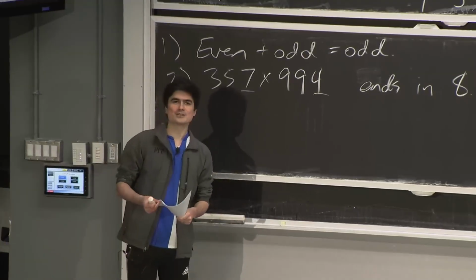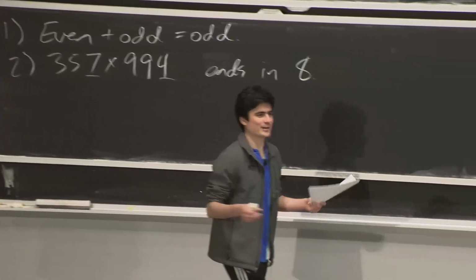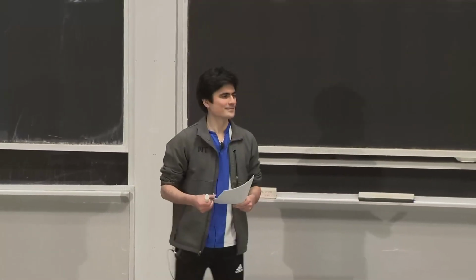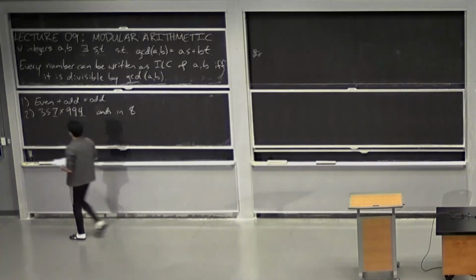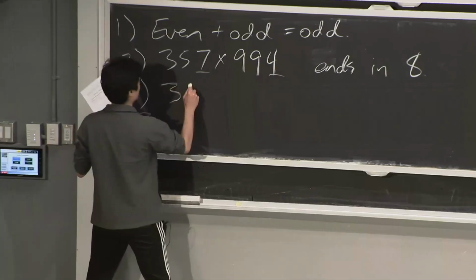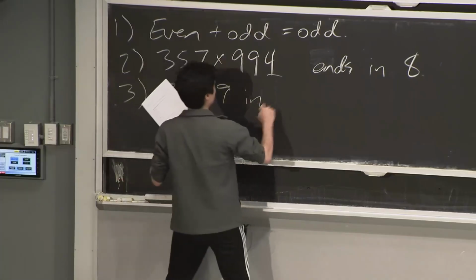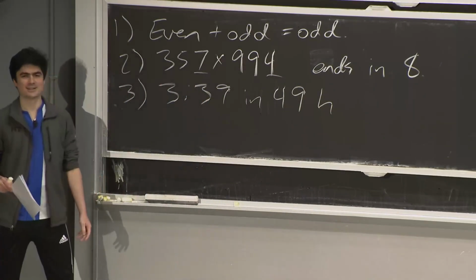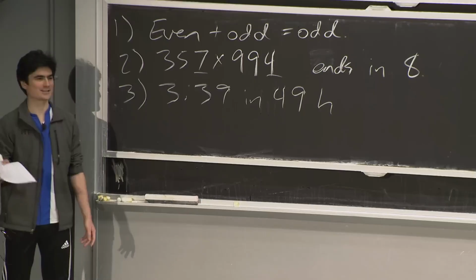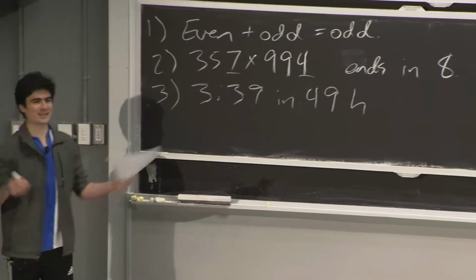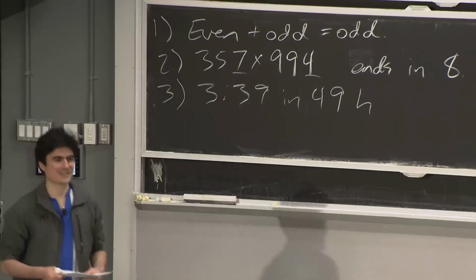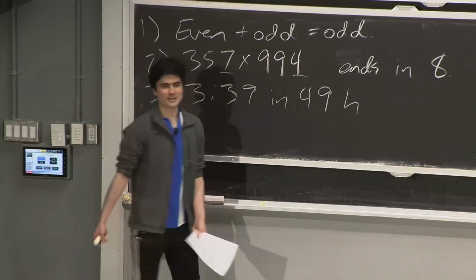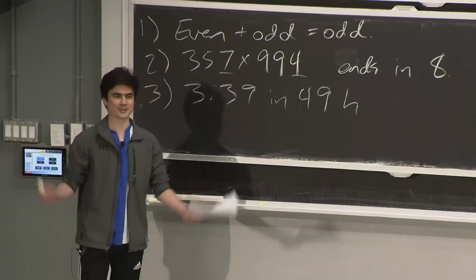Okay. It's currently 2:39 p.m. What time will it be in 49 hours? About 3:39 in 49 hours. And why is that? Yeah, so 49 hours is 1 hour more than 2 full days. We can kind of forget about those 2 days and just add an hour onto the current time.